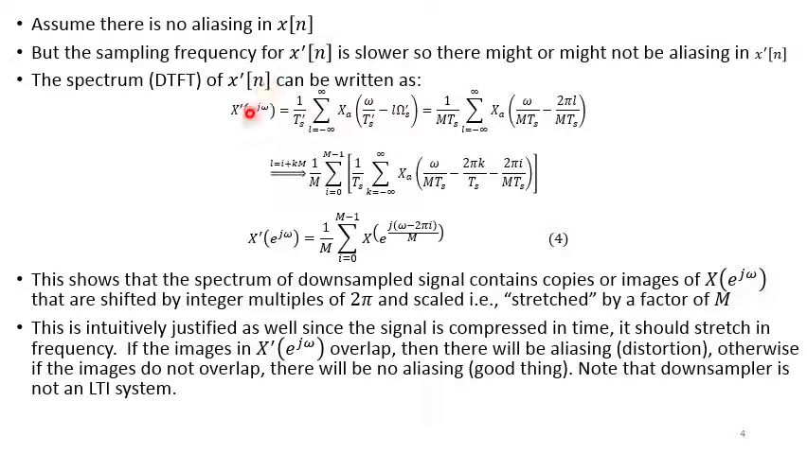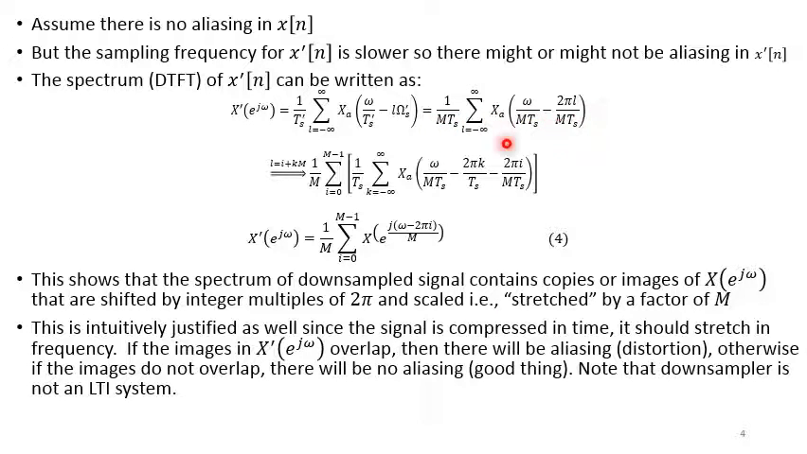So let's see what is the spectrum of x prime n. We know x prime of e to the power j omega equals 1 over T prime s, summing over L running from minus infinity up to infinity of x. Now because we have downsampled it, that means we have increased the sampling interval by a factor of M, so T prime s equals M T, right?